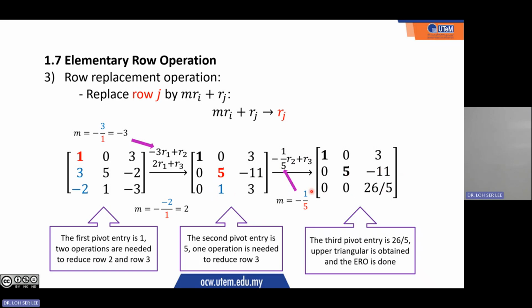Okay, 0. 5 times this, you get negative 1. Negative 1 plus 1 is 0. Negative 11 times negative 10/5 means 11 over 5. 11 over 5 plus 3, you get 26 over 5. So this is the row echelon form, so we stop here. Any questions on the row reduction?